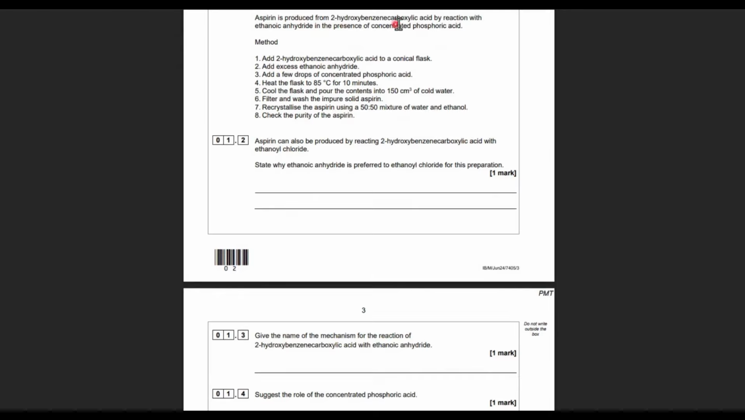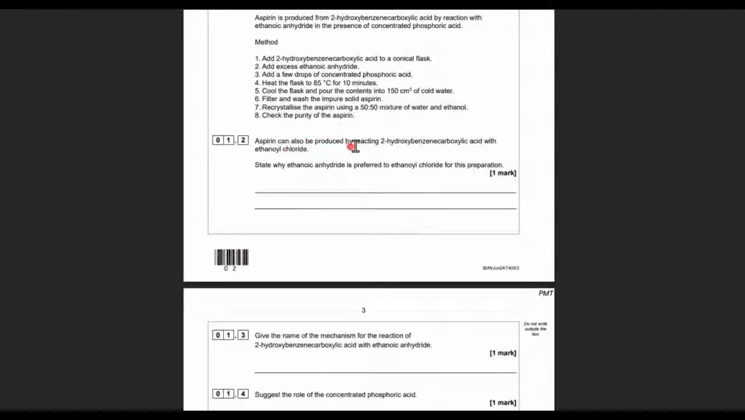Okay, let me read this out for you. Aspirin is produced from 2-hydroxybenzene carboxylic acid by reaction with ethanoic anhydride in the presence of concentrated phosphoric acid. Add 2-hydroxybenzene carboxylic acid to a conical flask. Add excess ethanoic anhydride. Add a few drops of concentrated phosphoric acid. Heat the flask to 85 degrees for 10 minutes. Cool the flask and pour the contents into 150 cm³ of cold water.